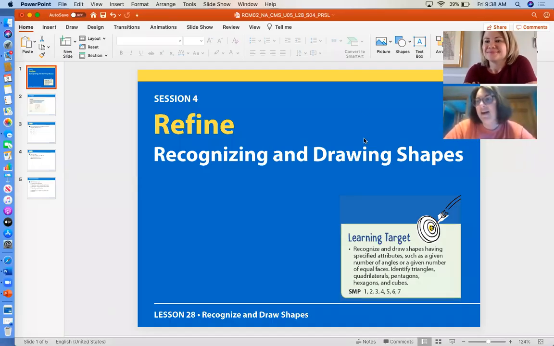Hello, we are on lesson 28, session 4. Again, we are recognizing and drawing shapes.